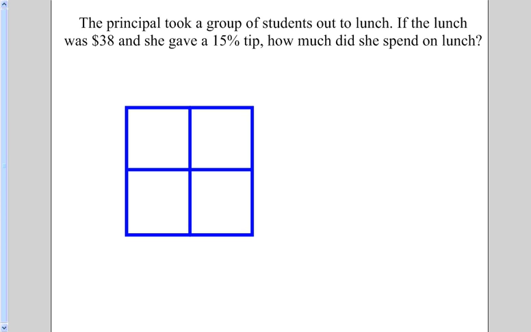So it looks sort of like a window. And on the top row, we're going to label that as part. And the bottom row, we're going to label as whole. The first column, we're going to label as percent. And the second column, we're going to label money.